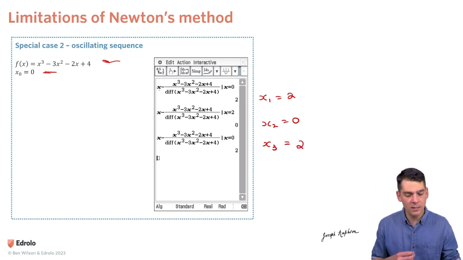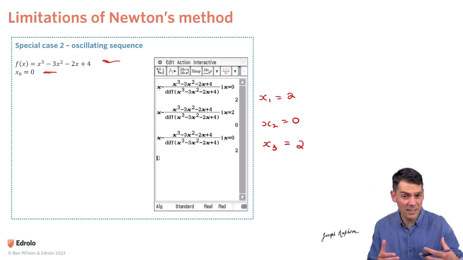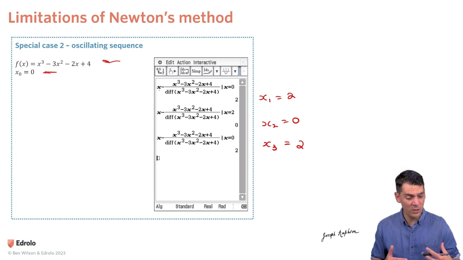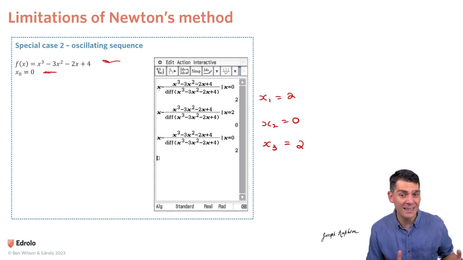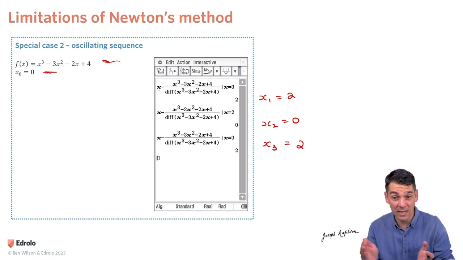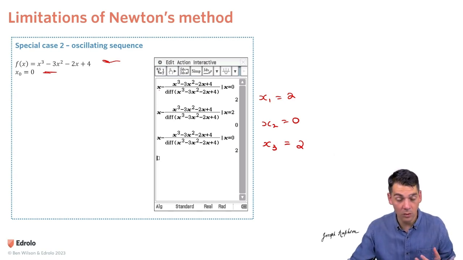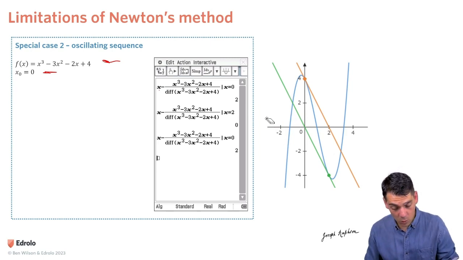So that's why we call it an oscillating sequence. What's happening here, you can see, is I'm going to go 2, 0, 2, 0, 2, 0. It's not going to converge onto anything. Newton's method is not going to approximate a root because it's just going to keep bouncing between 2, 0, and 2. Now, if you have a look at the graph, let's have a look at why this happened.